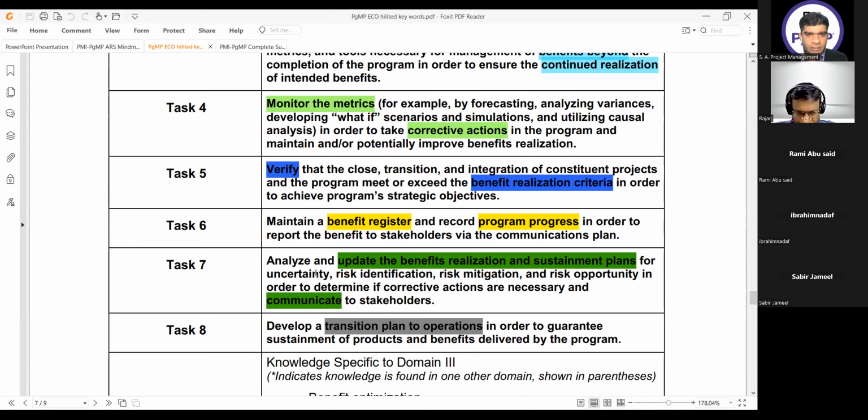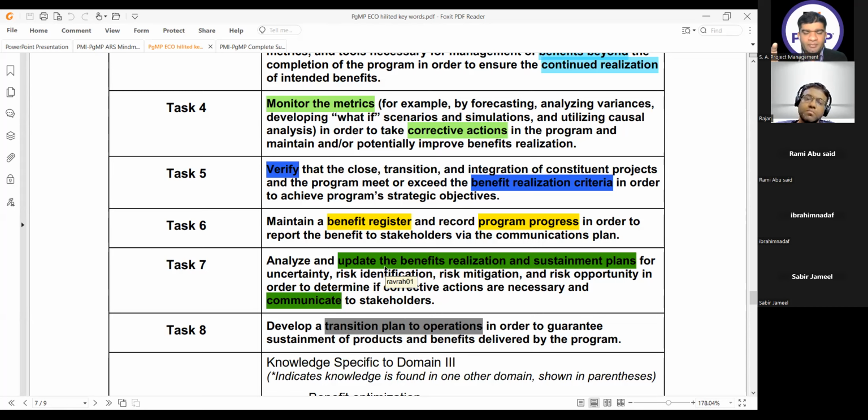Task 7. Analyze and update the benefits realization and sustainment plans for uncertainty, risk identification, risk mitigation, and risk opportunity in order to determine if corrective actions are necessary and communicate to stakeholders. Everything here is talking about risk, but I will not update the risk management plan. This is a very important thing to understand. When we see the topic of risk, we directly jump to the risk management plan.